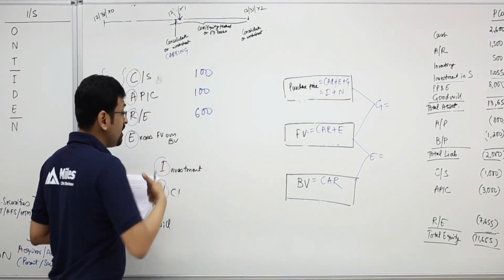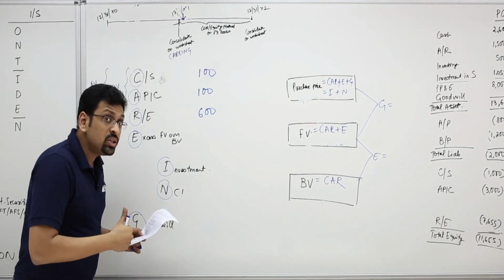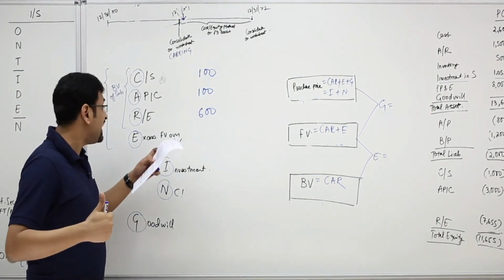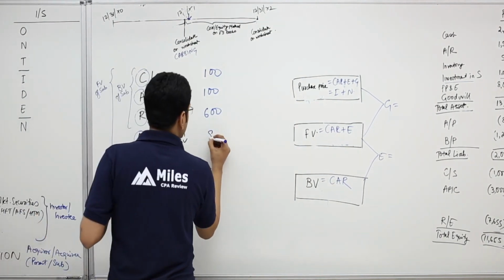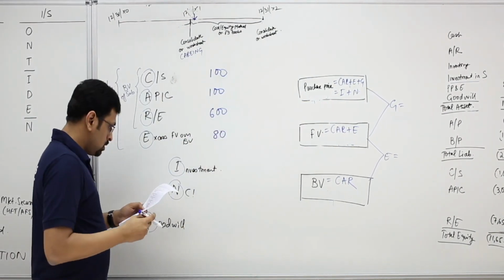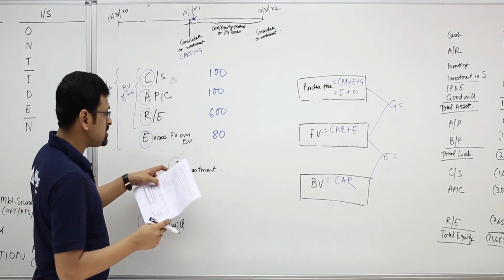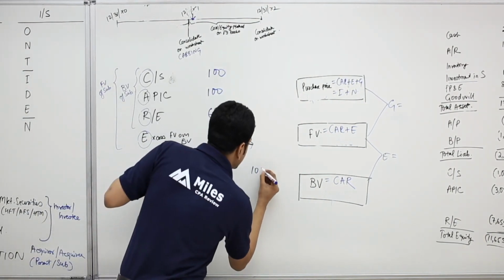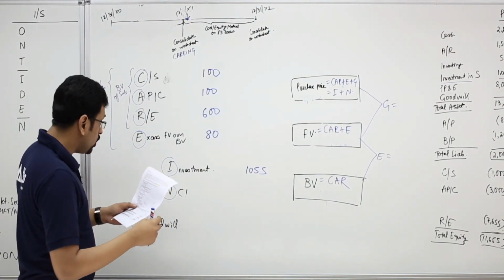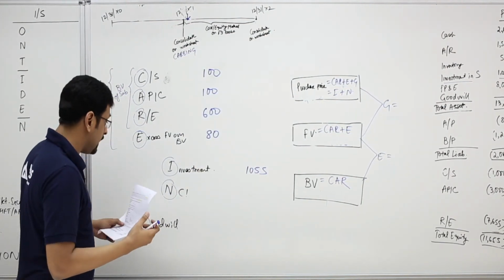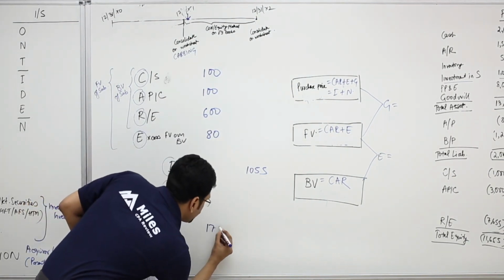What's the excess fair value over book value? Now, it was $100, but during the year, that excess was depreciated, $20. So what remains is $80 here. Then you're going to have investment account that was at 1,055, needs to be knocked off. Then you have goodwill. Goodwill was $200, $25 impairment, 175.